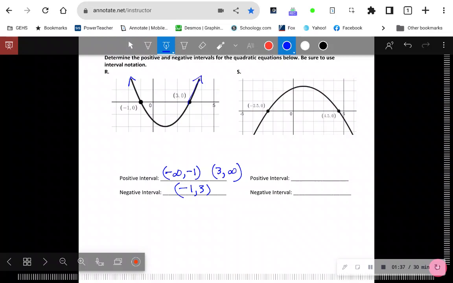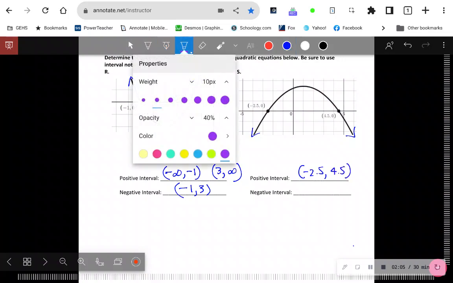Okay, the next picture over here has this section here starting at x equals -2.5 and ending at +4.5. And the y values are all up there or positive. So that's a positive interval from -2.5 to 4.5.